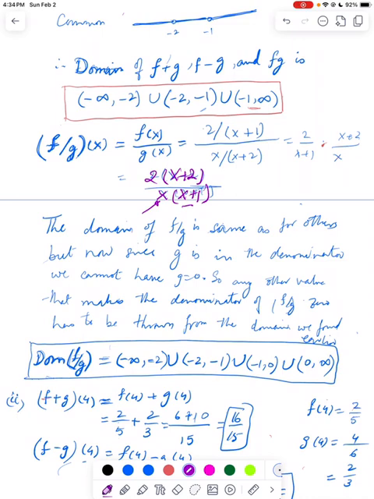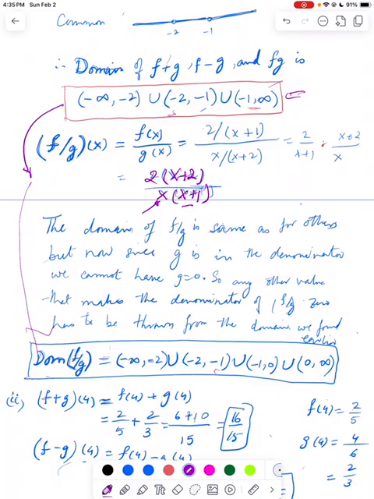So it means we have to now throw away the 0 from the already existing domain here. 0 is coming in the last interval, so it will split into 2 intervals. So down here, I have done that. The first 2 intervals are exactly the same as in the domain here.